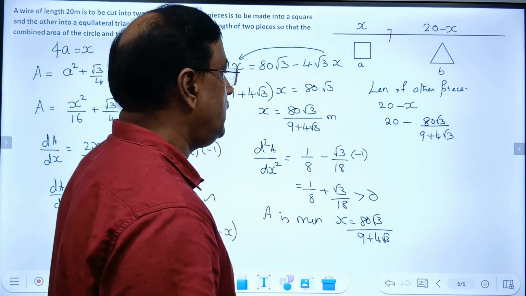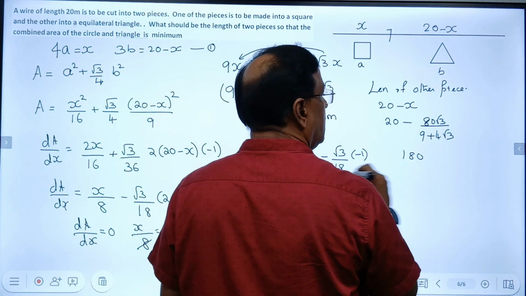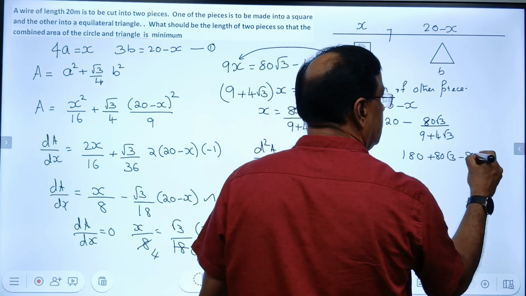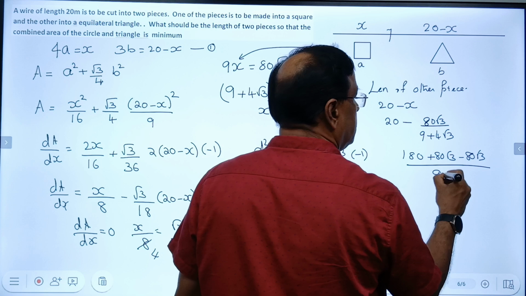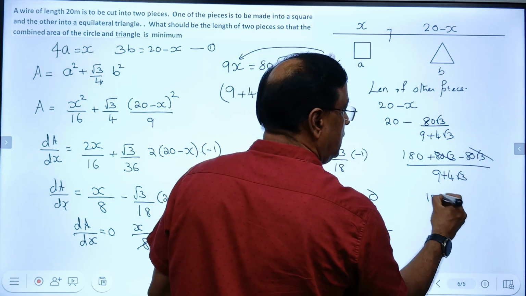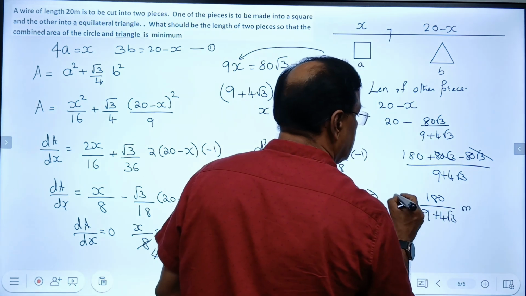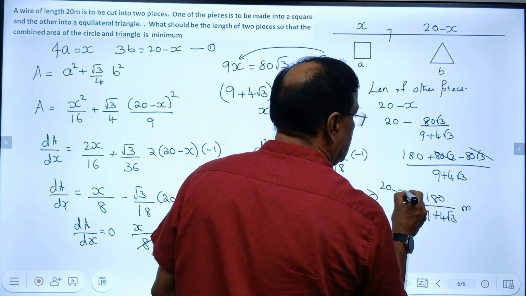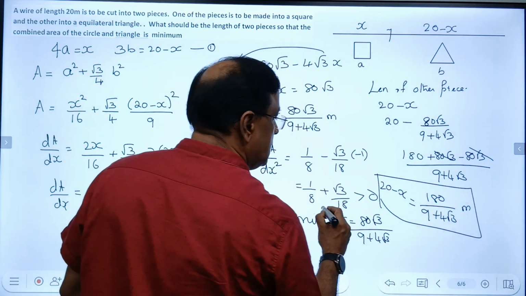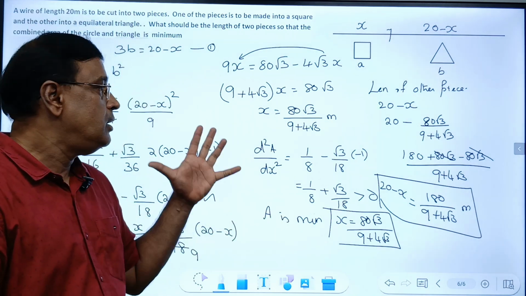Now if I take LCM, what do I get? 180 plus 80 root 3 minus 80 root 3 by 9 plus 4 root 3. They get cancelled, so you get 180 by 9 plus 4 root 3 meters. This is actually the length of the other piece. So this is length of one piece and this is length of the other piece, so that the combined area is minimum. Okay, I hope this is clear.